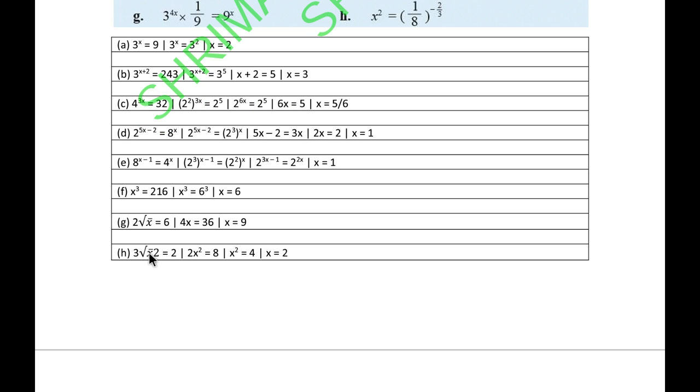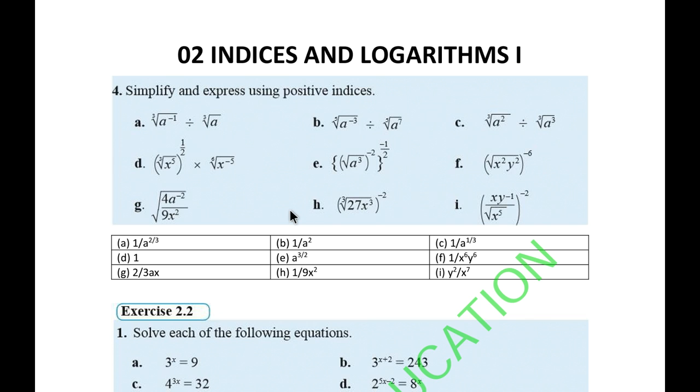Next one, 3 root x equals 2. Same procedure, so that will be 9x squared. Okay, 9x squared equals 4. So we are removing this root, but even so it doesn't matter. I'll check the h part again.